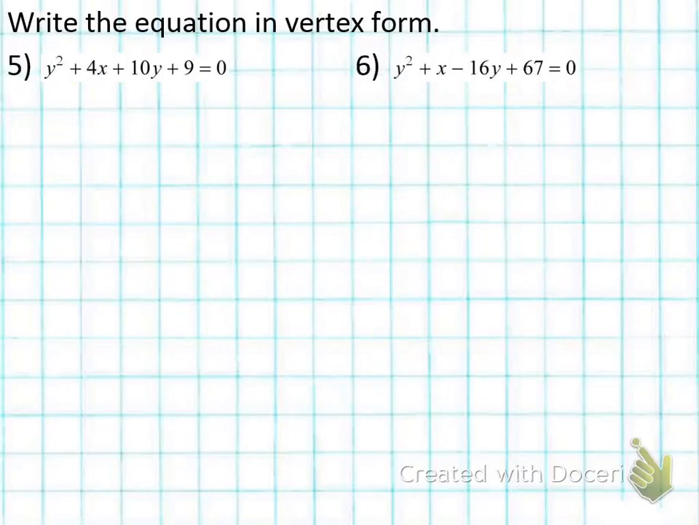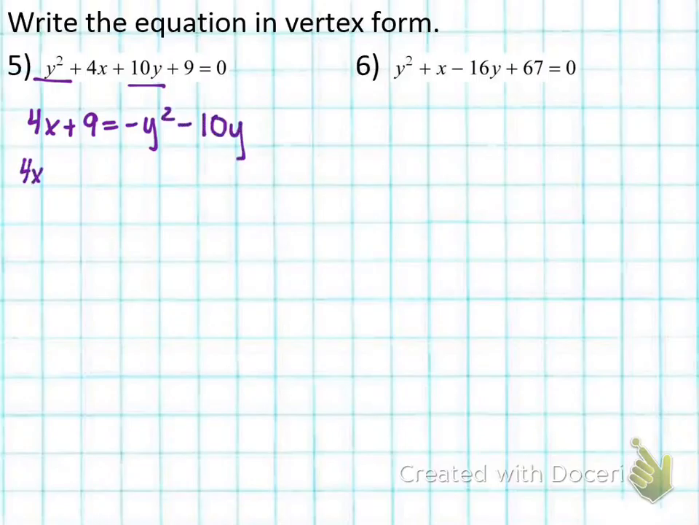Okay, number 5, my squared term is y. So I'm going to move everything with a y in it to the other side. I'm left with 4x plus 9 equals negative y squared minus 10y. I'm going to complete the square, so I'll leave space on this side. And I know I need to factor out the negative here in order to complete the square.